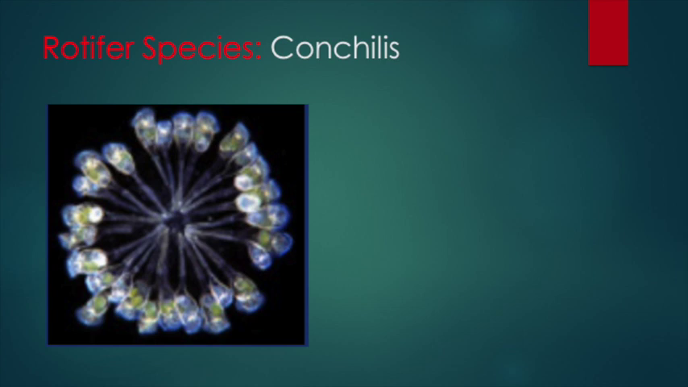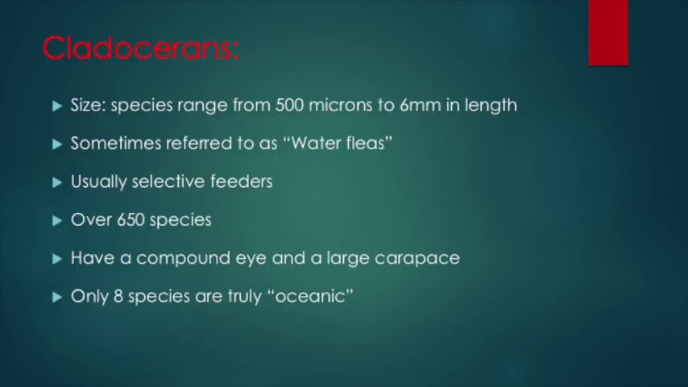So here's our second example of a rotifer zooplankton species called the Conochilus. And this is actually a colony of zooplankton. And you see that when they're all arranged around this center point with all their tails, it really resembles that rotifer wheel. The second taxonomic group we will be investigating are the cladocerans.